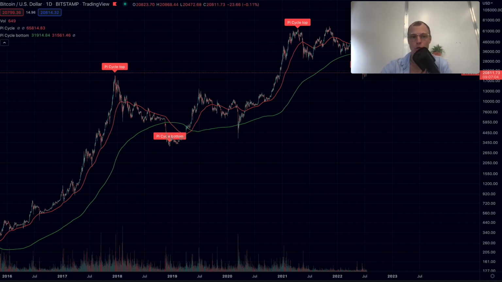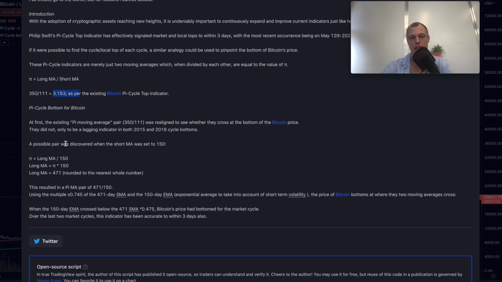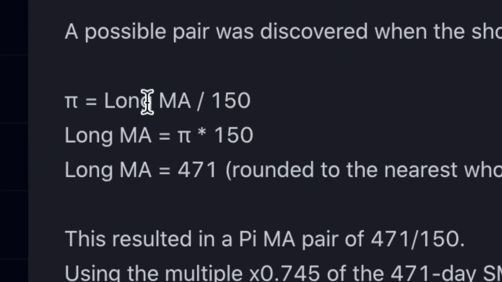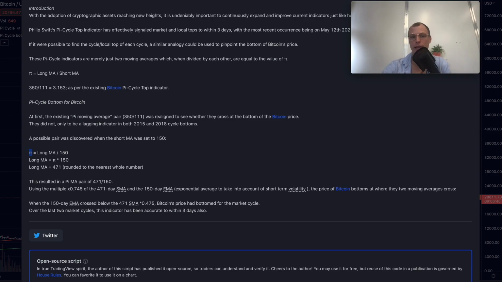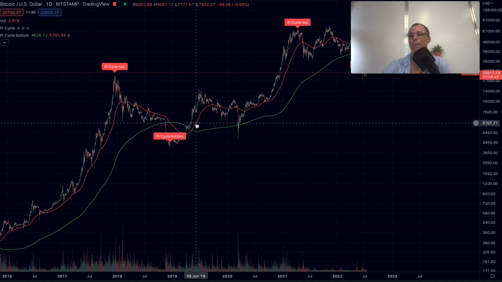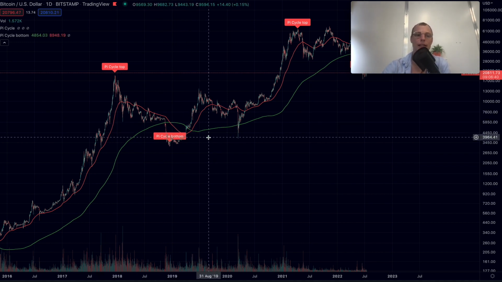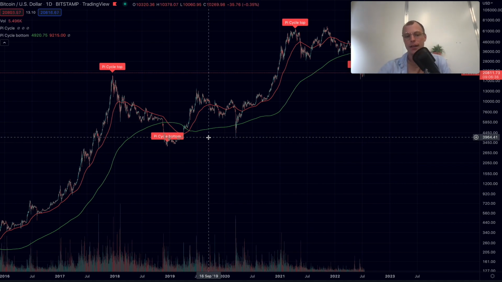So what did they do? They changed it. They changed the long moving average and the short moving average into 471 as the long moving average and 150 as the short moving average. So when you divide 471 by 150, you get the number pi, and basically that is predicting the bottoms. Not predicting, that is a wrong thing to say actually, but it's pointing out the bottoms.